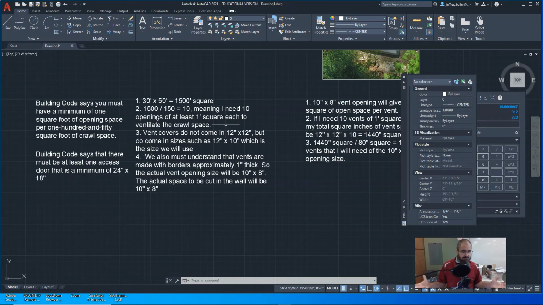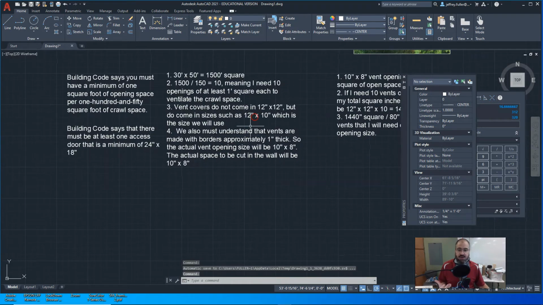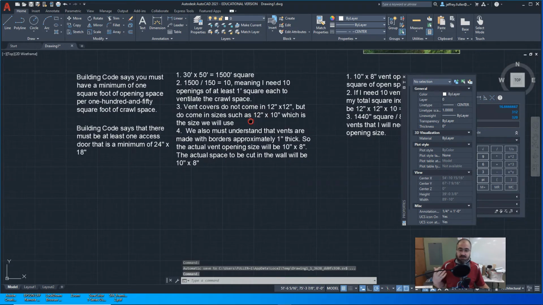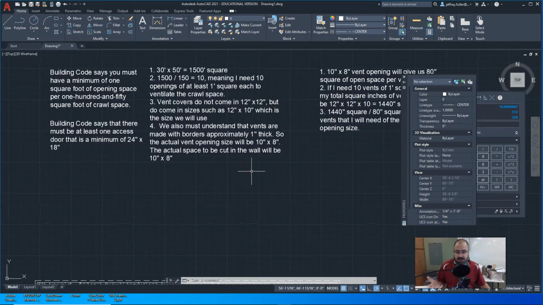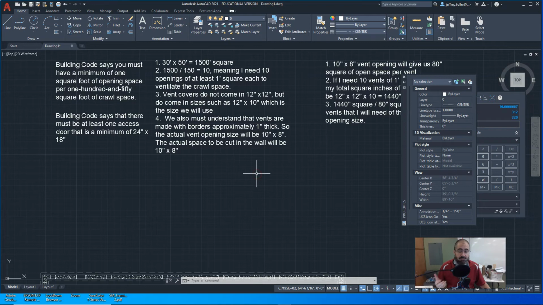They do come in other sizes as well, but I broke it down to 12 by 10, trying to make the math as easy as possible because I want you to learn the process, not necessarily sit there and have to figure out all the mathematics. Okay, so we must also understand that vents are made with borders that are approximately 1 inch thick, and that varies depending on the vent that you use. So you do need to, in advance, have an idea of the vent that's going to be used before it actually gets poured.